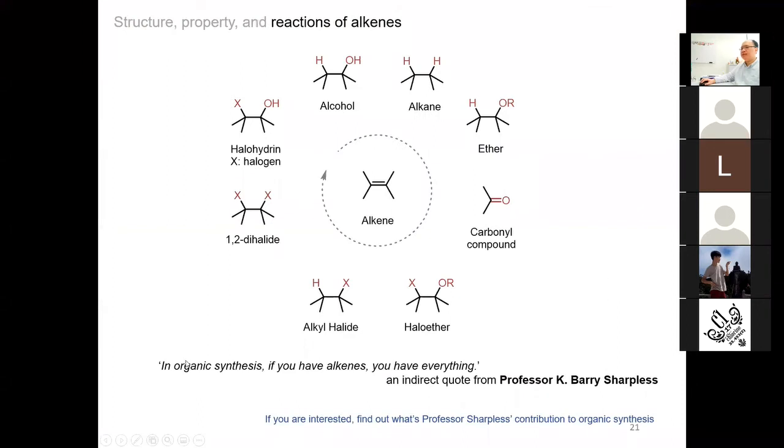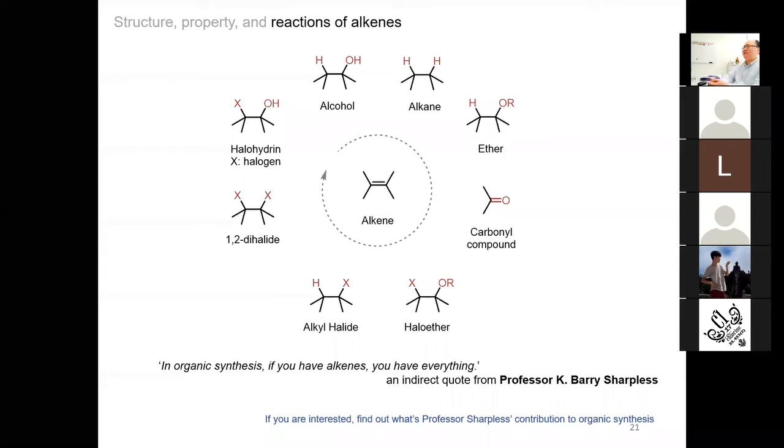When I was a graduate student, I heard somebody quote Professor Barry Sharpless, that in organic synthesis, if you have alkenes, you have everything. There is a specific reason why Professor Sharpless says that. He is actually a Nobel Prize winner. If you are interested, you can find out what his contribution to organic synthesis is, and you will find that his work is highly related to alkenes, so no wonder he says that. It is true that alkenes are the foundation of many organic transformations.